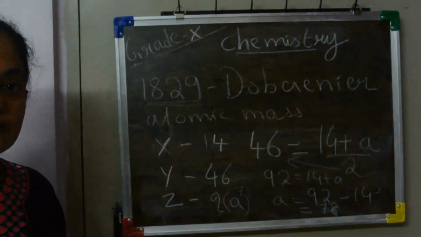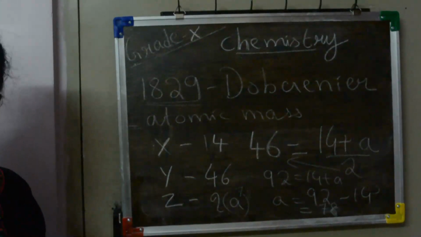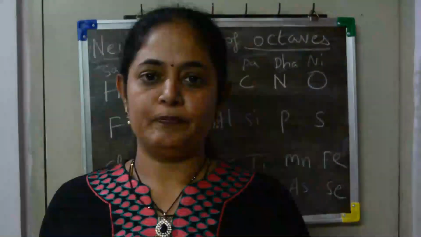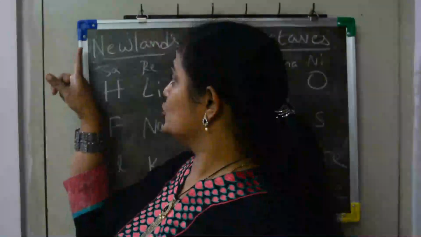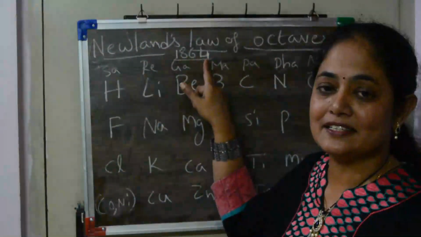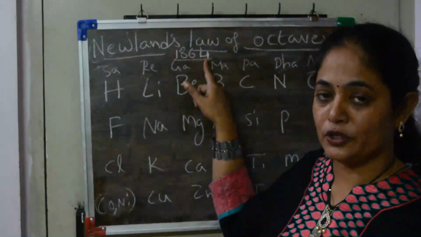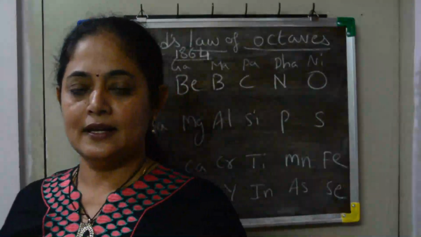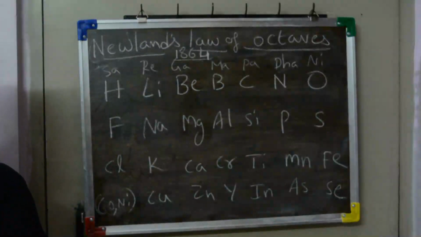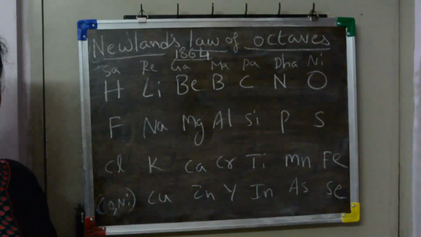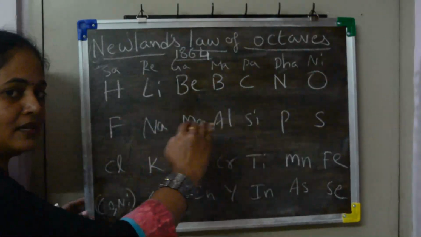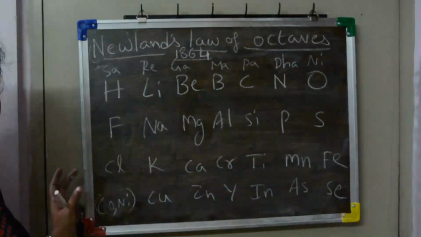I am going to explain the second attempt. The second attempt was done by the English scientist. His name is Newlands, and the year 1864. And he proposed a new law, that is the law of octaves. So what he did is, at that time 56 elements were discovered, and whatever elements were discovered, he arranged in the increasing order of atomic mass.